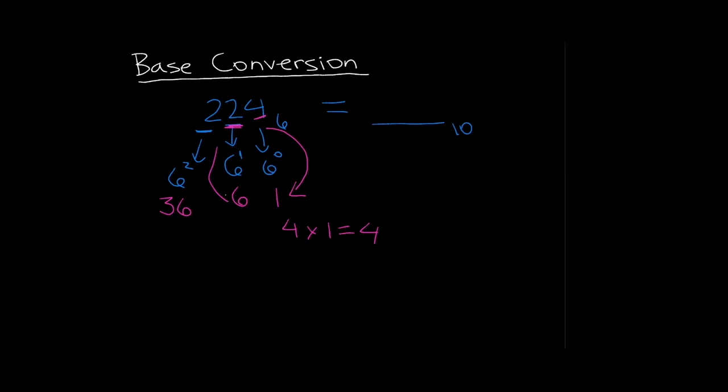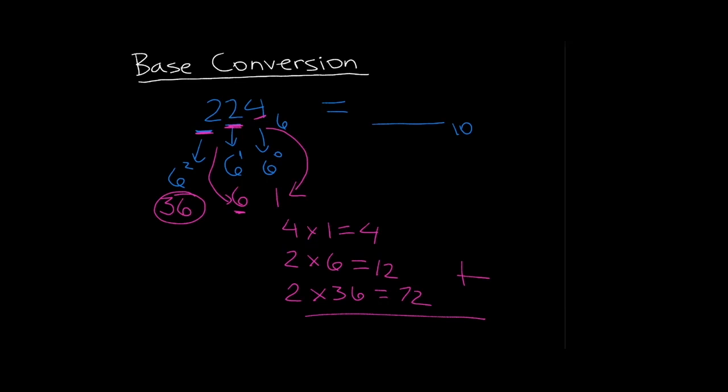2 times 6, because that's the 6th place, is just 12. And then this other 2 is in the 36th place. So 2 times 36 is 72. And we can add all of this up, and the answer we get is 88 base 10. And so that would be the answer to this base conversion question. It's that simple. And so that's pretty much a summary of how you would convert to base 10.